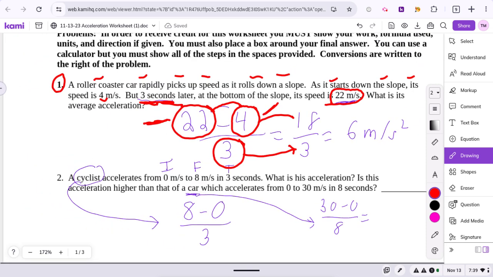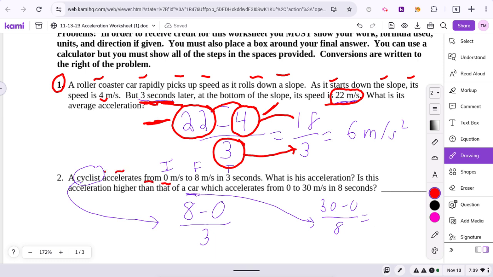Okay, similar process on number 2. So a cyclist accelerates from 0, that would be the initial, from 0 to 8. So 8 is the final. And once again, that takes 3 seconds. So it wants to know about the acceleration. So you would just do 8 minus 0 over 3. And you can divide that using the calculator.